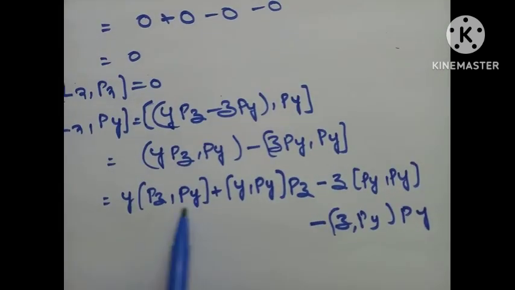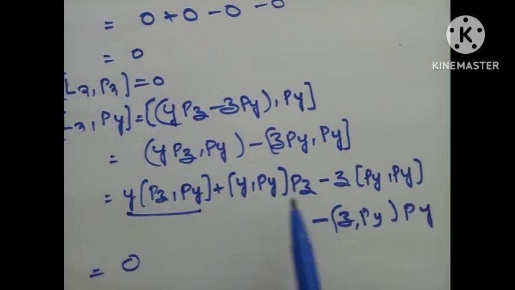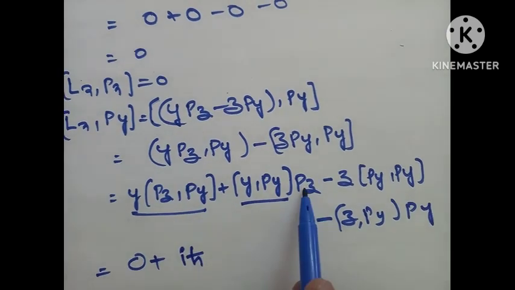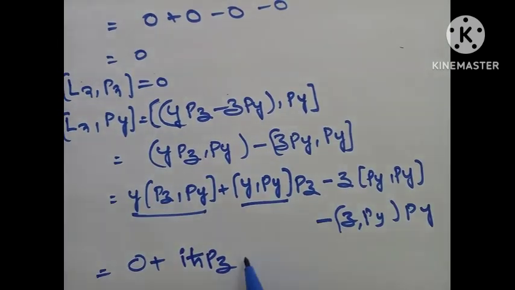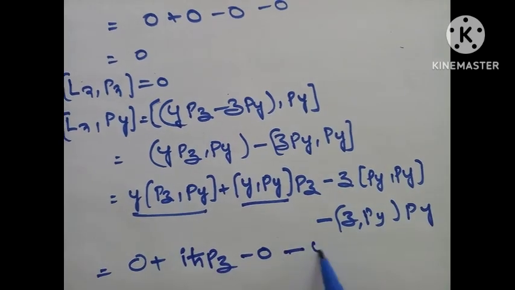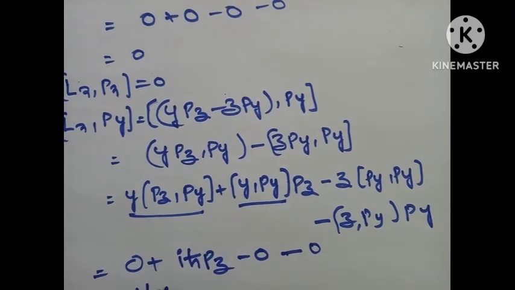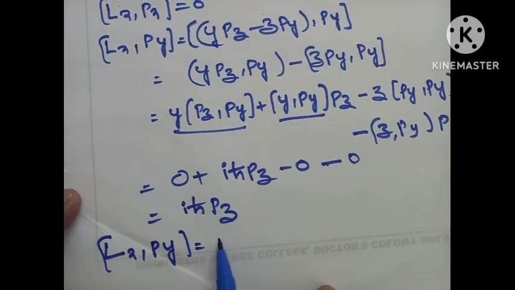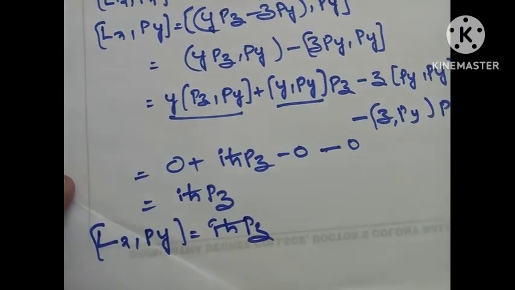Okay, see, the value of the first term is 0, and for this term you know that y comma py is iħ, here pz remains the same, and this is also 0, and the other terms are 0. So finally we have iħ pz. Then the commutation between Lx comma py is how much? iħ pz.